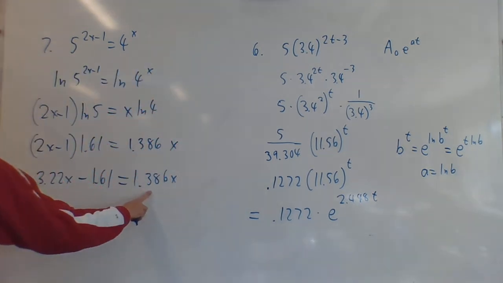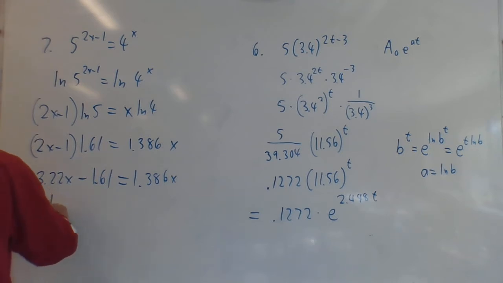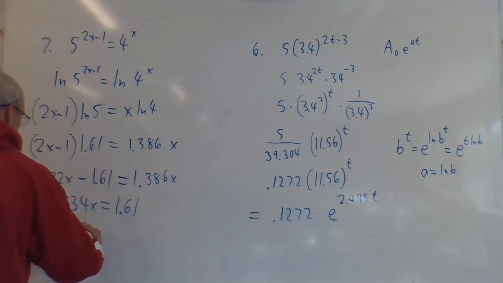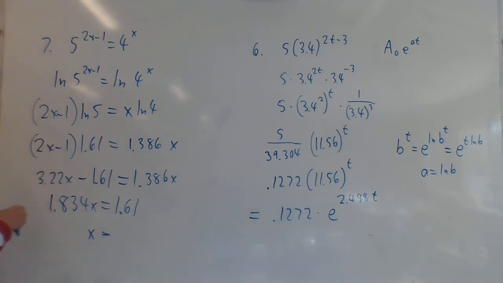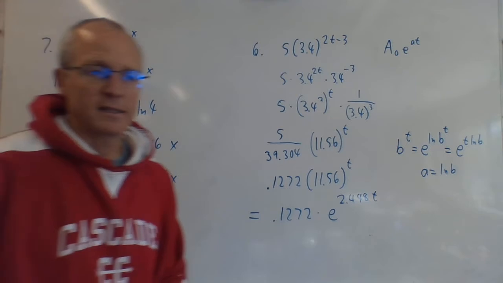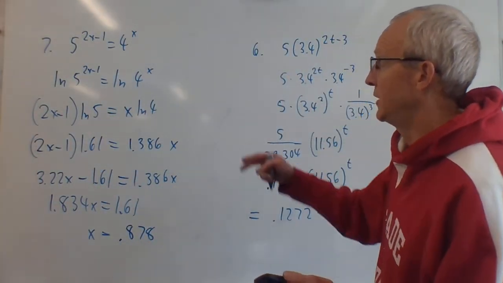1.386x. Let's put the x over here and the 1.61 over there. So 3.22 minus 1.386 is 1.834. So 1.834x equals 1.61, or x is 1.61 divided by that. So I get that that's equal to 0.878 or something. 0.878. And again, keep lots of decimal places and you should be good. So it's about 0.878.